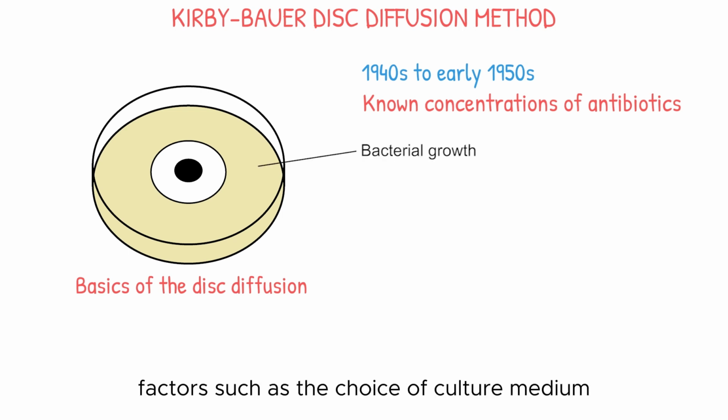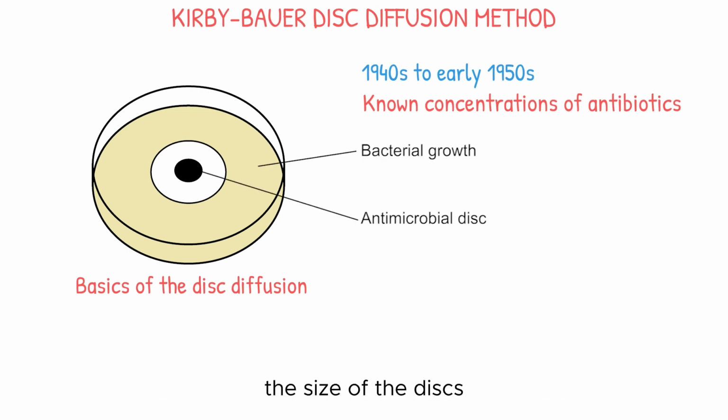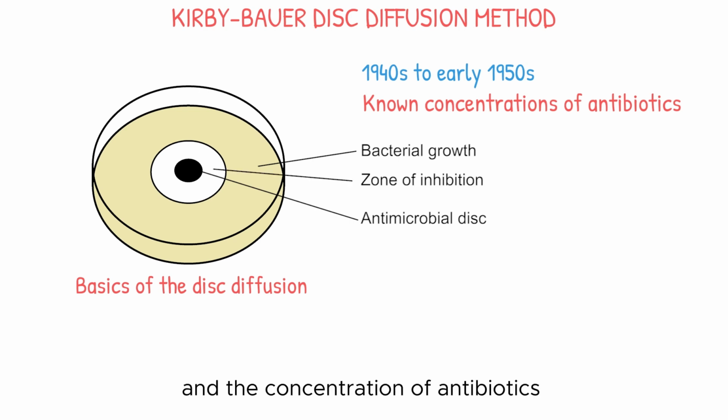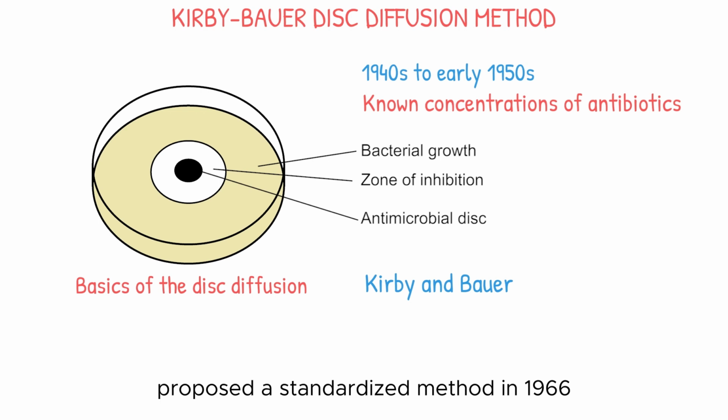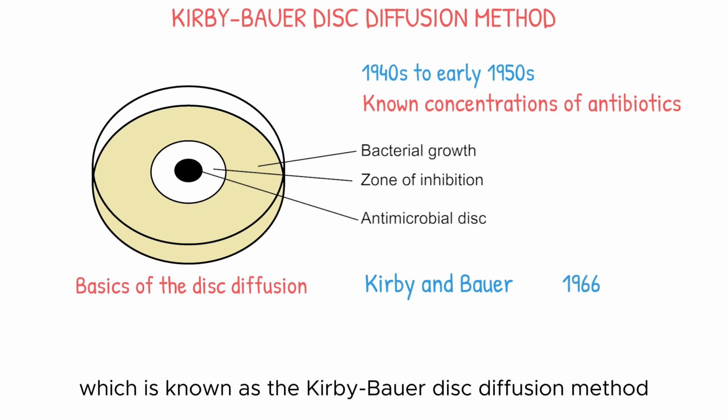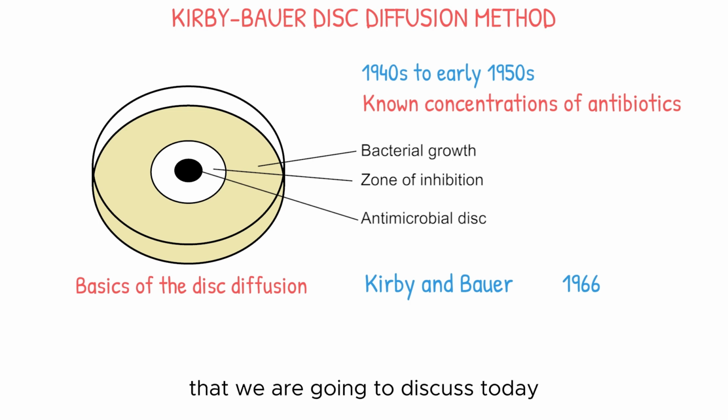However, factors such as the choice of culture medium, the size of the discs, and the concentration of antibiotics varied until Kirby and Bauer proposed a standardized method in 1966, which is known as the Kirby-Bauer disk diffusion method that we are going to discuss today.